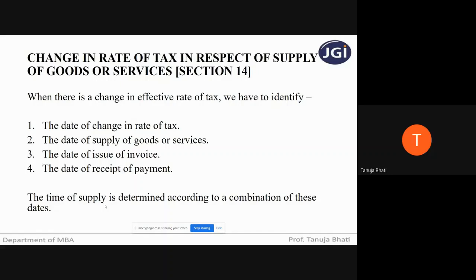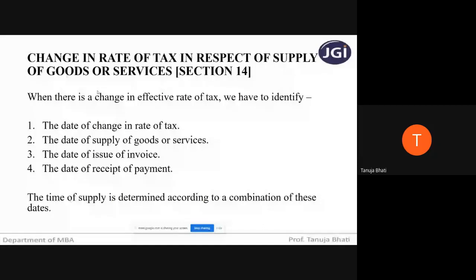So the time of supply is determined according to the combination of these dates. Once you know the time of supply, then at the time of supply, what is the rate applicable? That will be the rate on which the commodity will be taxed.